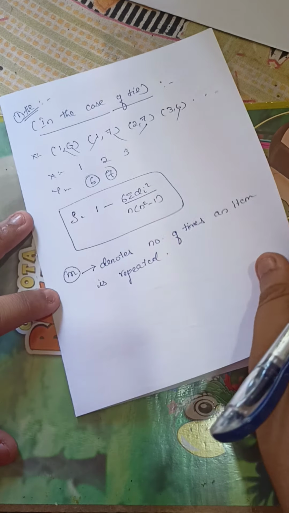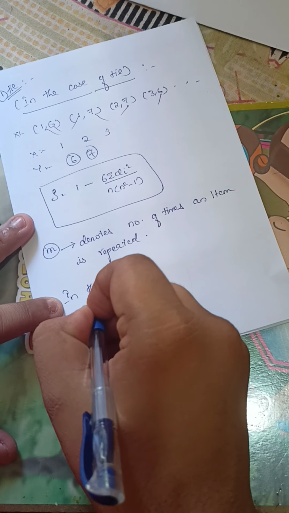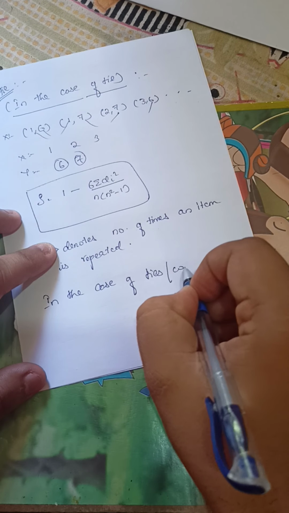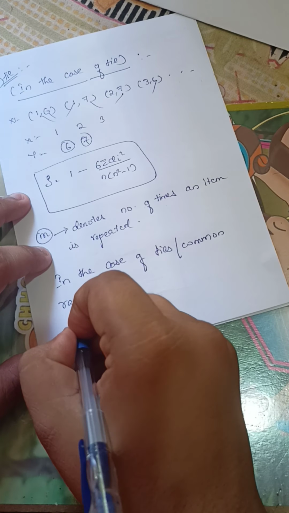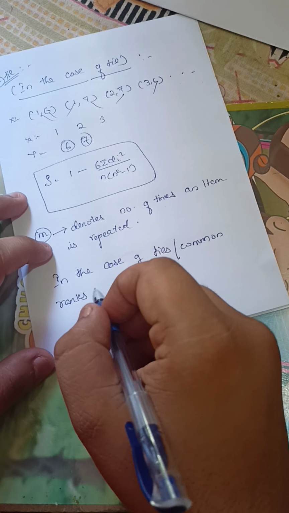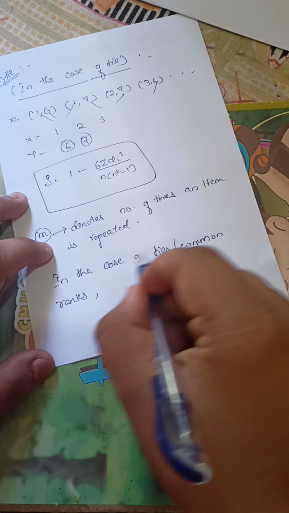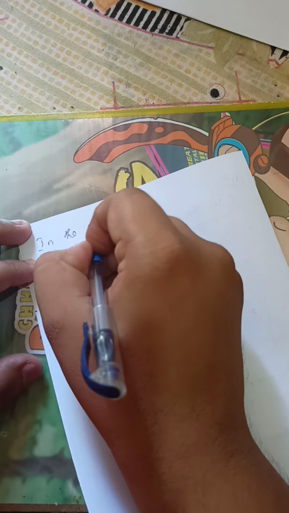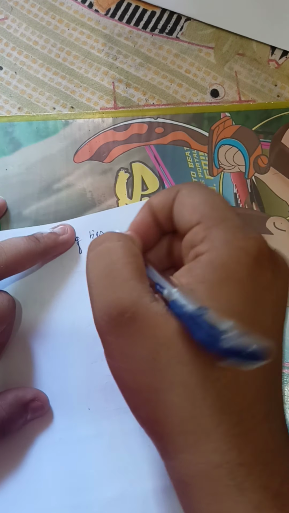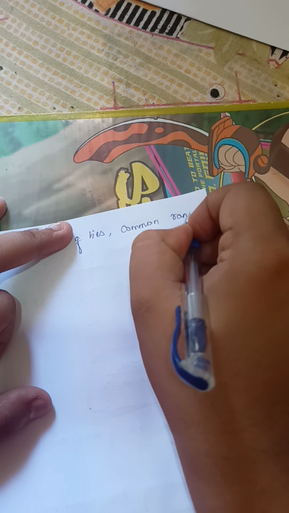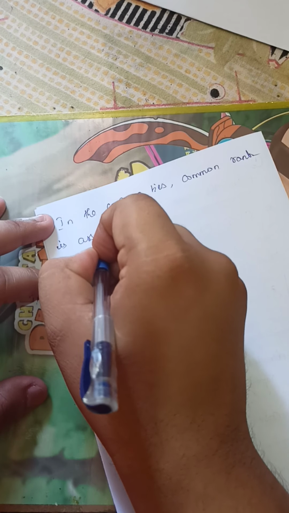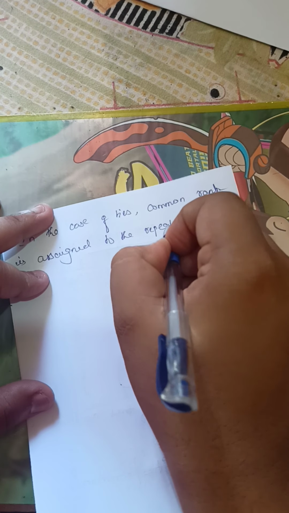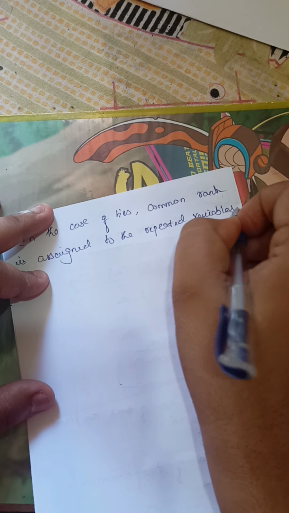Okay, so we can write in detail. In the case of ties, or common ranks, a common rank is assigned to the repeated variables.